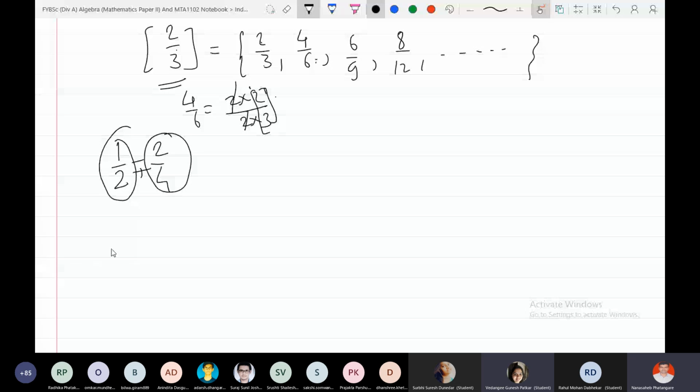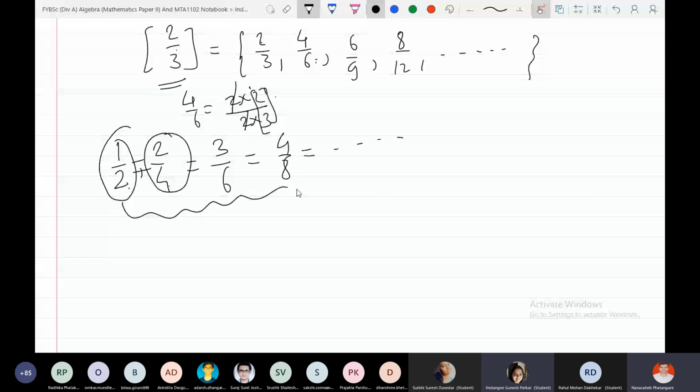Am I right? The value of 1 by 2 and 2 by 4 is the same. Yes, same, sir. As the value of 3 by 6 is the same, as the value of 4 by 8, and so on. So why are we saying the values are the same? Because they belong to the same class.